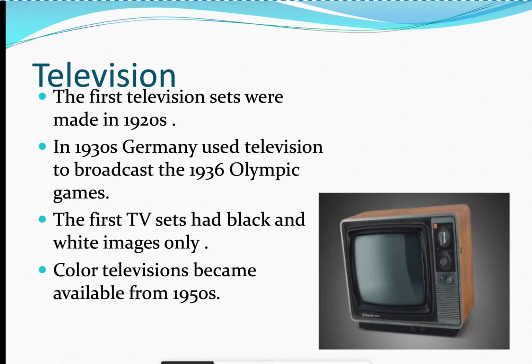Now we will discuss about television. Television was one of the greatest discoveries in the 20th century. You know, the first television sets were made in 1920s. In 1930s, Germany used television to broadcast the 1936 Olympic Games. The first TV sets had black and white images only. Color televisions became available from 1950s.